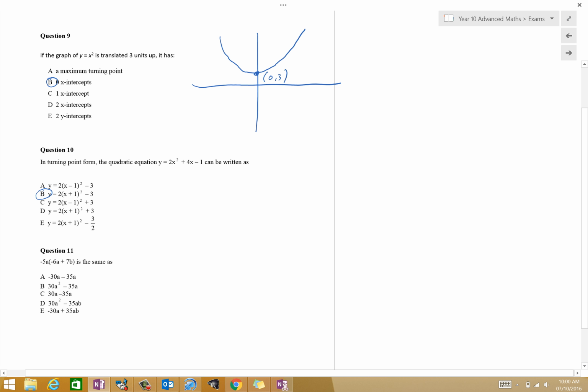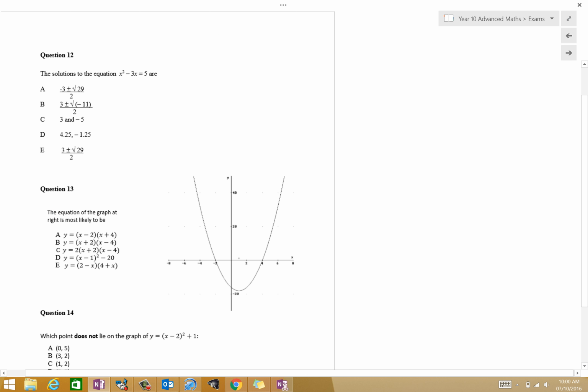All right. The next one was a pretty straightforward one, but remember that when we're multiplying those through, we need to cancel out that negative sign. 30a squared minus 35ab. So the answer is D.